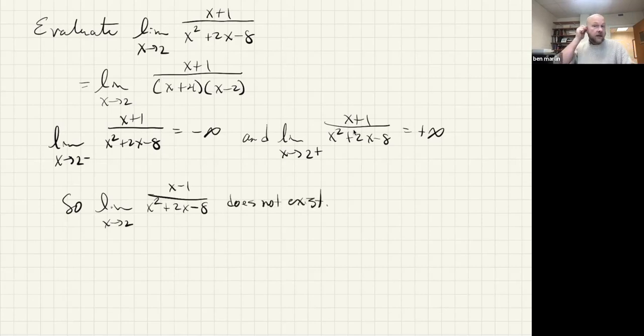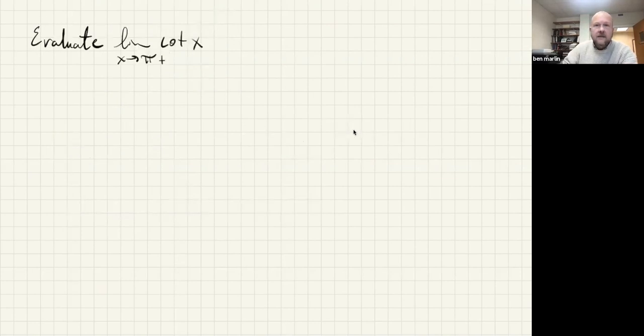Okay, because those limits on the left side and the right side do not agree, that says your limit does not exist. All right? Okay, then let's take a look at another one here that we're going to have to look at a graph of. And this is dealing with cotangent of x.